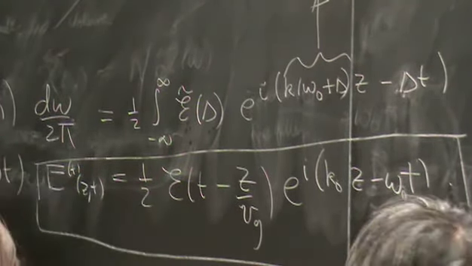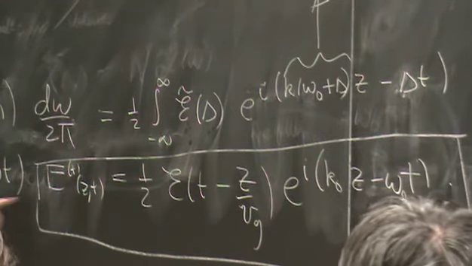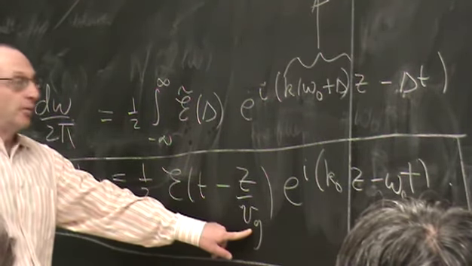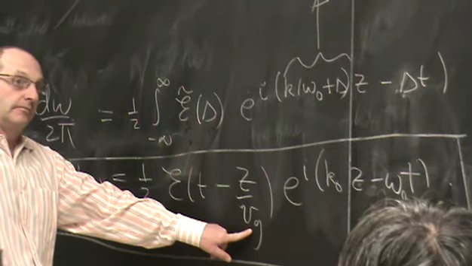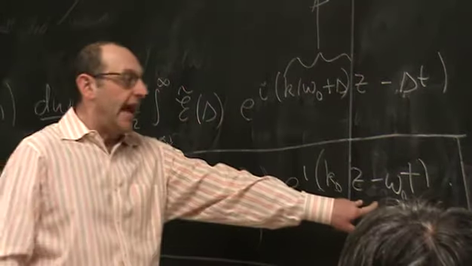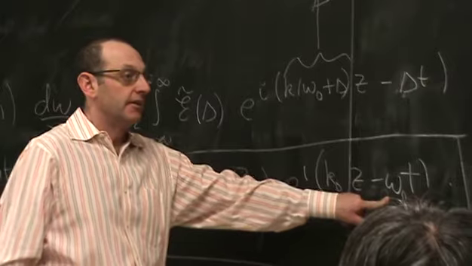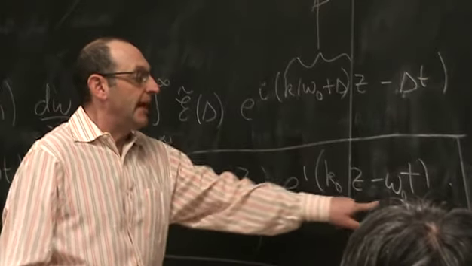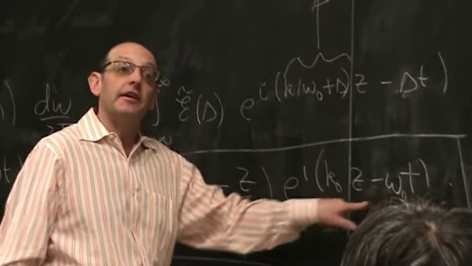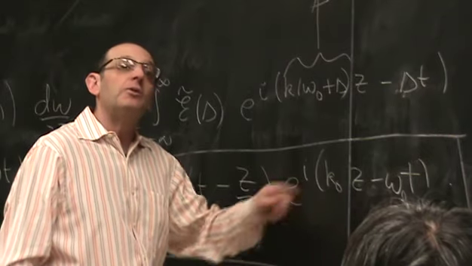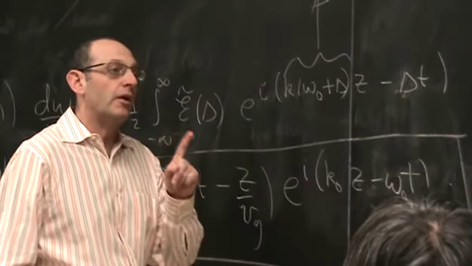This pulse moves. Its center moves at the group velocity. The carrier wave propagates; the phase propagates at the phase velocity. We'll remind ourselves about that some more next week.